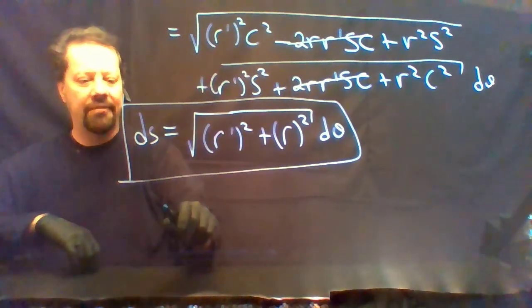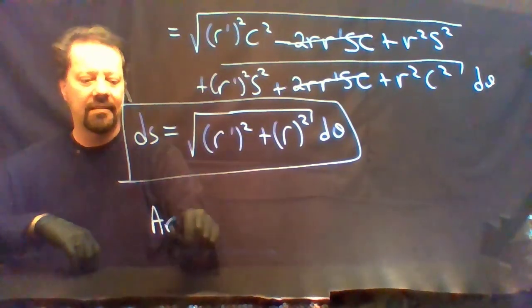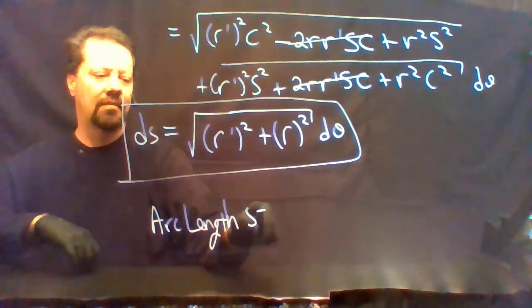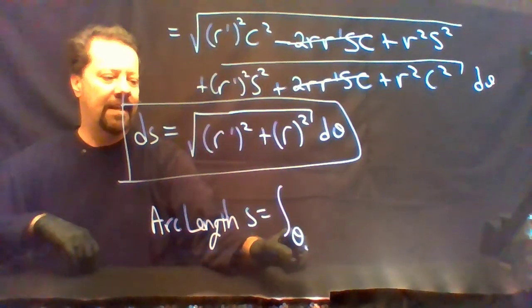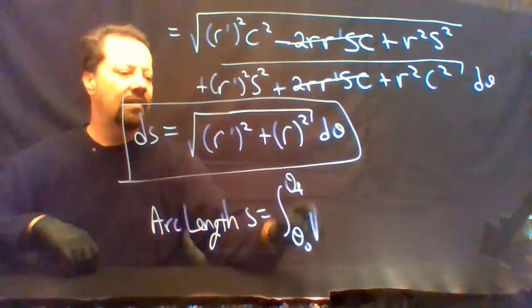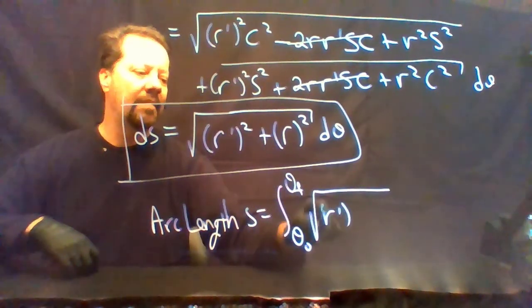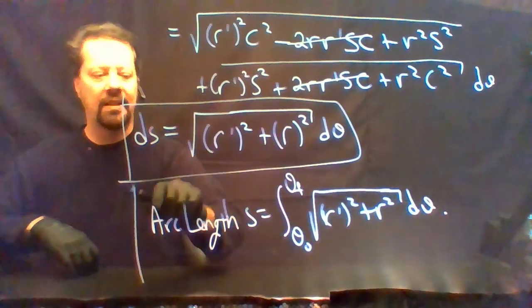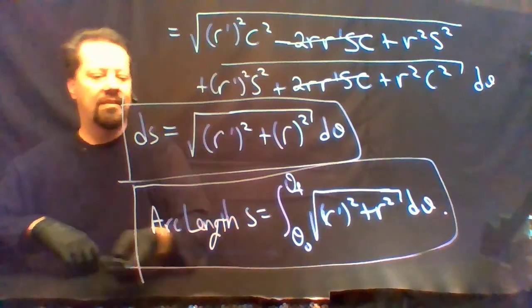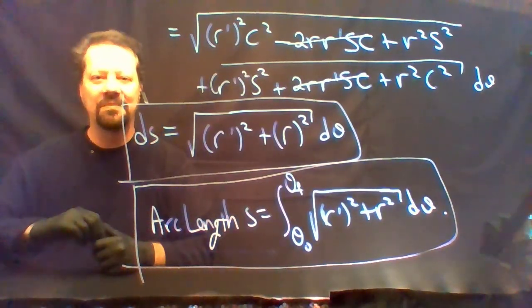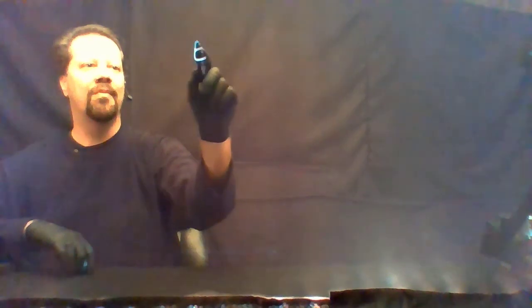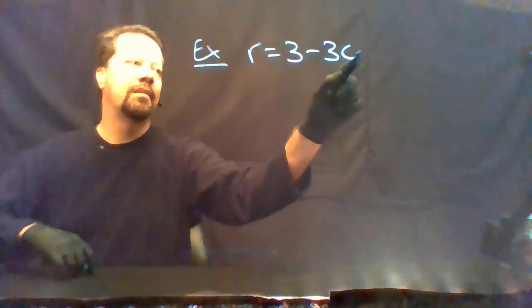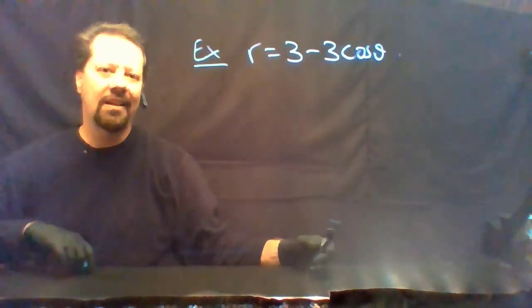It follows that if we wish to calculate the arc length, we'll integrate from some theta naught to theta final the square root of r prime squared plus r squared d theta. This is the formula you need to remember. As an example, let's find the arc length of the cardioid 3 minus 3 cosine theta.